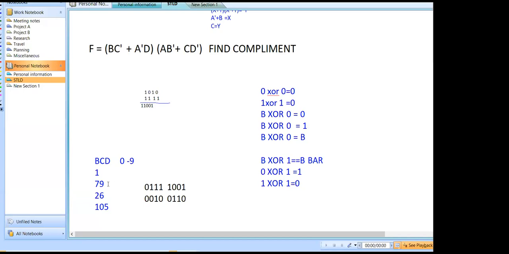Here we are making the BCD addition circuit by using the full adders.